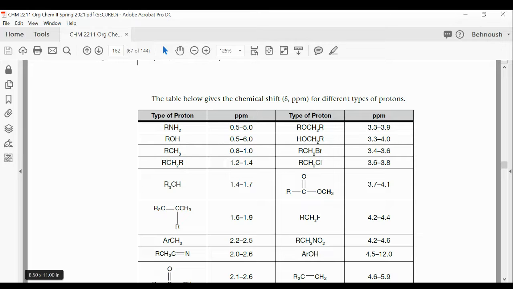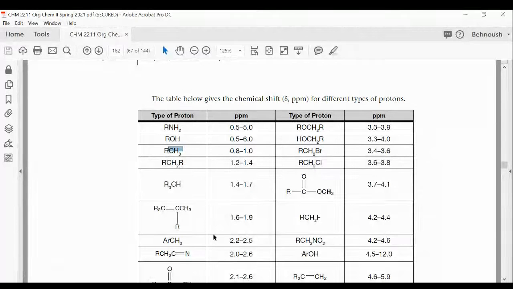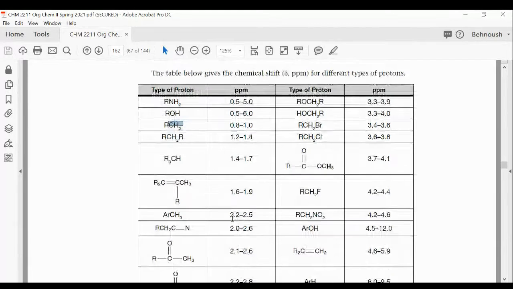That's perfect. That's great. But once you have that electron withdrawing group, and let's say it's immediate to it, it'll be pushed beyond this range. So for RCH3, it will be beyond 1 always. Exactly. Yes. Thank you. Very good. Perfect.